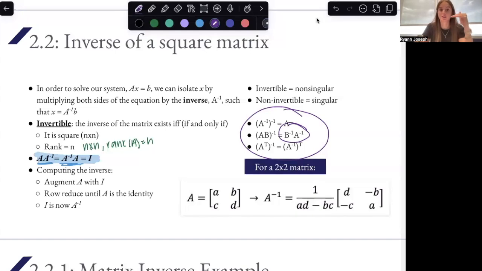Again, order matters. And then if you were to take the transpose and the inverse, the order in which you do those two operations doesn't matter. So if you take the transpose and then the inverse, or if you take the inverse then the transpose, you'll get the same result.